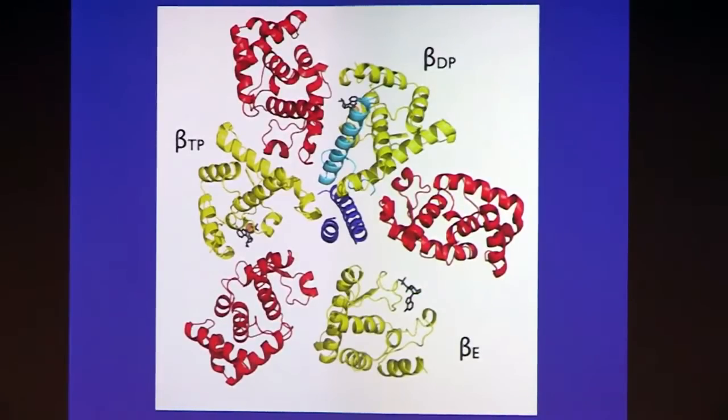So we're now trying to exploit what we've observed by engineering inhibitor proteins to prop open this interface in different ways to try and trap different intermediates, with the aim of trapping a true transition state instead of using analogues and possibly other intermediates in this catalytic cycle.